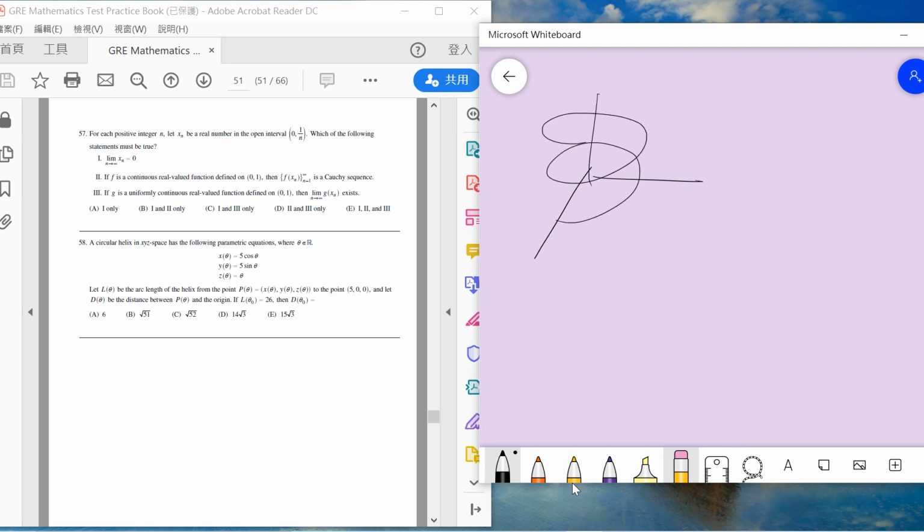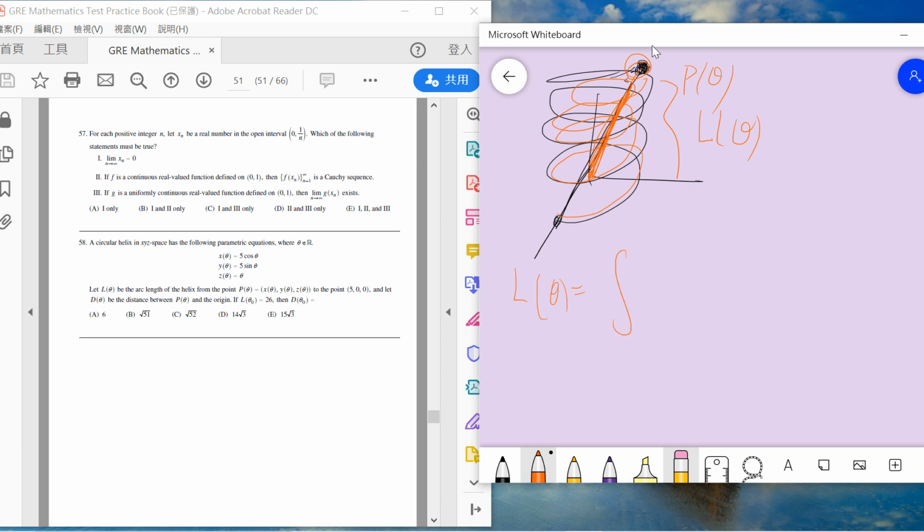So we have a helix. We know this arc length, all this arc length, is called L(theta), and this point is called P(theta). We need to find the distance from P(theta) to the origin. So all we need to know is L(theta), and there's a formula.